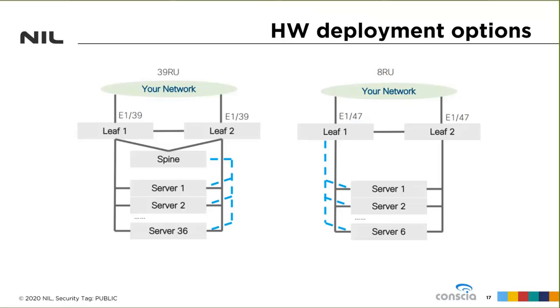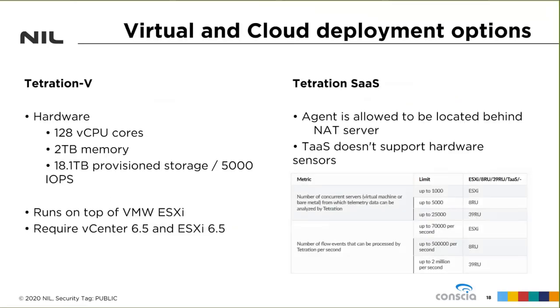And on the right side, you have a smaller brother, the 8 rack unit. It comes with 6 servers and 2 Nexuses, leaf 1 and leaf 2. And leaf 1 is used for Teams connection. And we also have Tetration V and Tetration as a service.